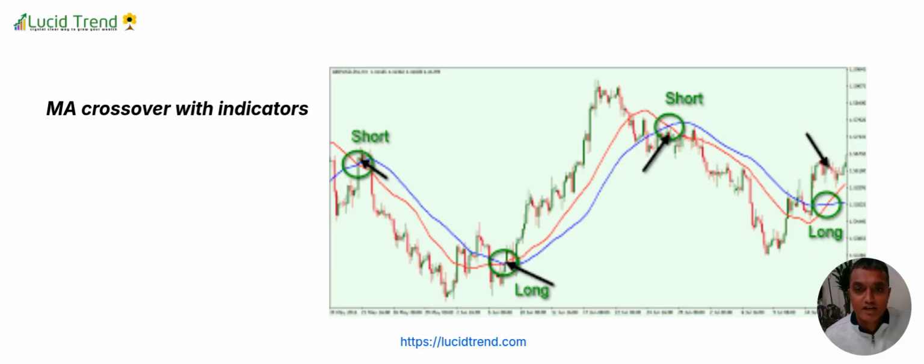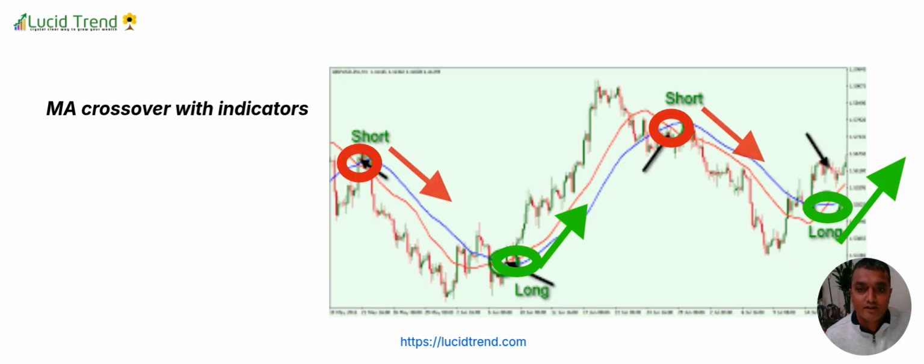Moving average MA crossover theory uses 2 MAs, a short-term and a long-term MA, on a price chart. A golden cross, when the short MA crosses above the long MA, signals a bullish uptrend and suggests a buy signal, while a death cross, when the short MA crosses below the long MA, suggests a bearish downtrend and indicates a sell signal, helping traders identify potential trend changes.